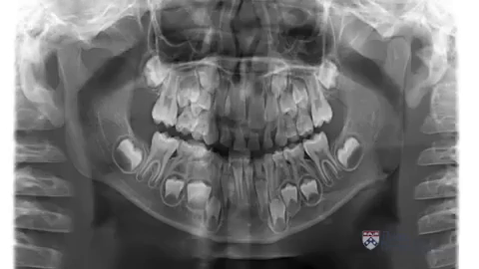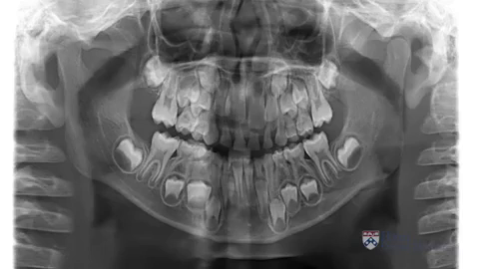This last image is a panoramic radiograph of a 7-year-old child and pulls together some of the concepts of tooth development and eruption that we've been talking about. Firstly, I'd like to highlight the second molars developing. They have essentially finished the crown stage of tooth development, and you can see that most of the tooth structure of the crown is formed, but the roots are not yet formed.